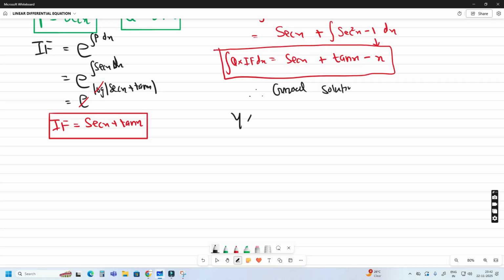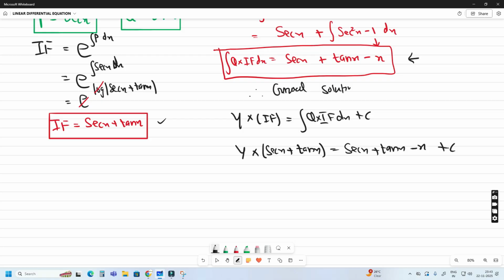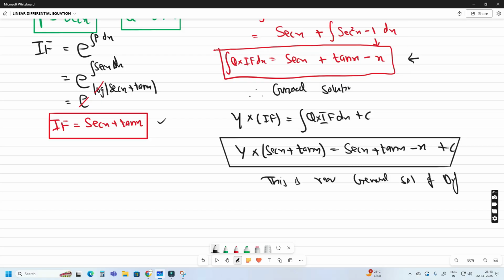Our formula is y into IF is equal to integration of Q into IF dx plus c. So y will be as it is. The IF value you can see over here, sec x plus tan x. We put it inside the box, sec x plus tan x. The integration of Q into IF you have put here. So Q into IF integration you can directly write as sec x plus tan x minus x plus c. Okay, now you can just put this inside the box. Solution of differential equation. Okay guys, so I hope you have understood these three sums.